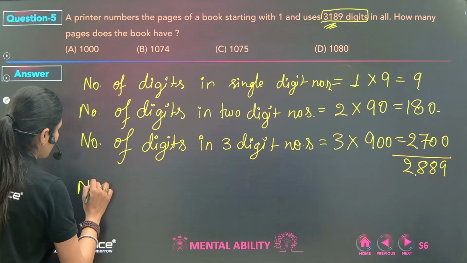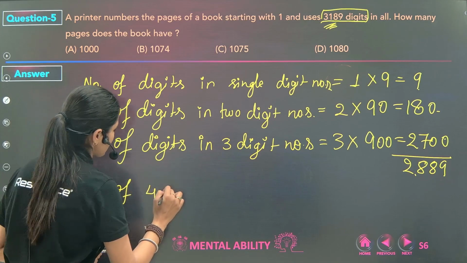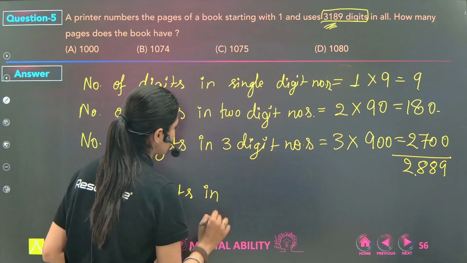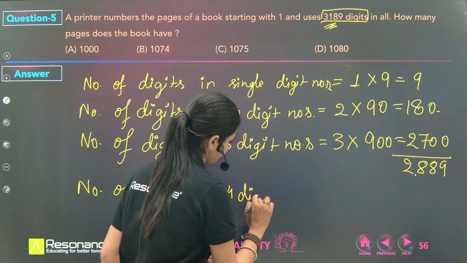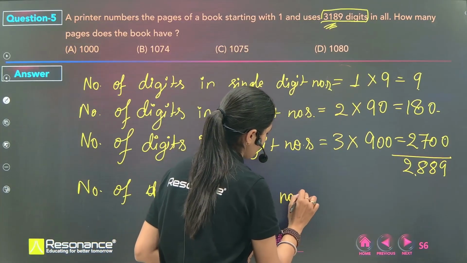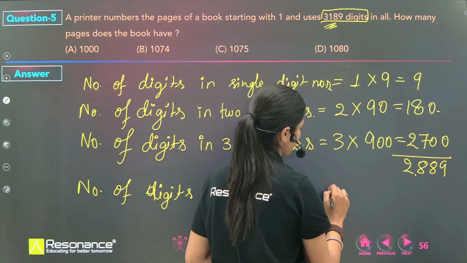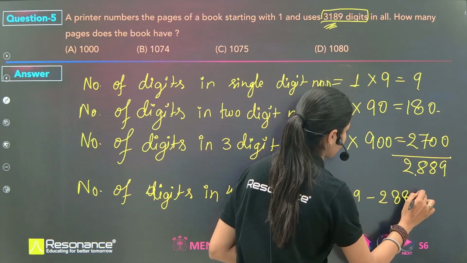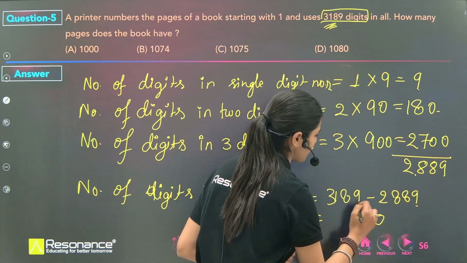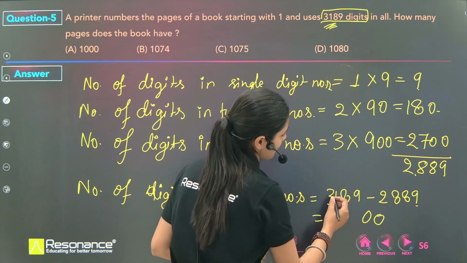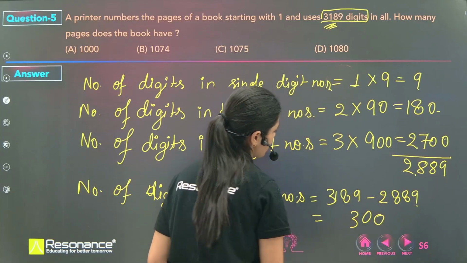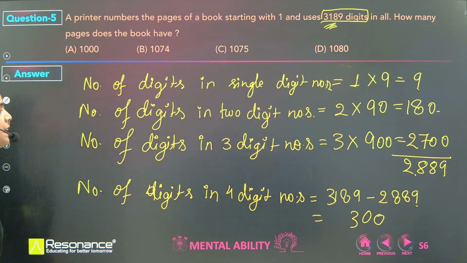Now number of digits in 4 digit numbers. In 4 digit numbers, that will be how much? That will be 3189 minus 2889. Okay, so 9 minus 9 will be 0, 8 minus 8 will be 0. Okay, now it is 8, that is 11 minus 8, that will be 3, and 2 minus 2, it will be 0. So there are only 300 digits left with us, which we have to utilize.